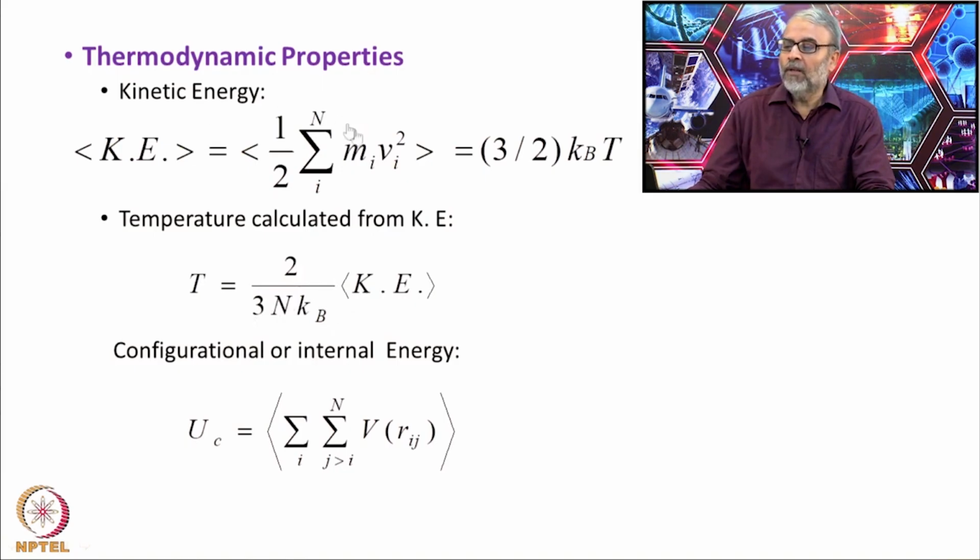So, this is how I calculate the temperature for every step in my simulation. Similarly, how do I calculate the internal energy? Remember, all my particles are interacting with one another. If I calculate the total interaction energy between all the particles, summed over i and j, and then calculate the average interaction energy over the entire trajectory, it gives me what is called the configuration energy, which is nothing but the internal energy.